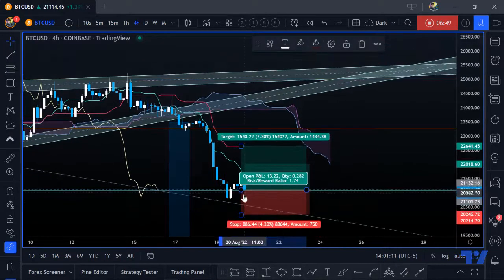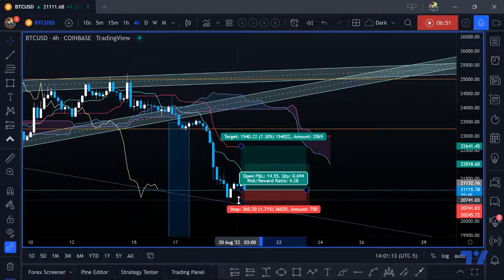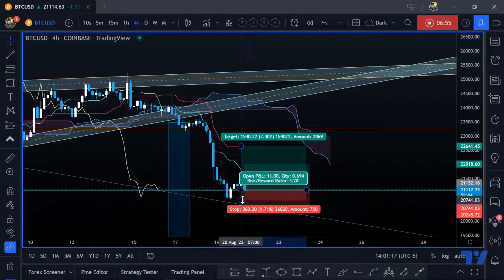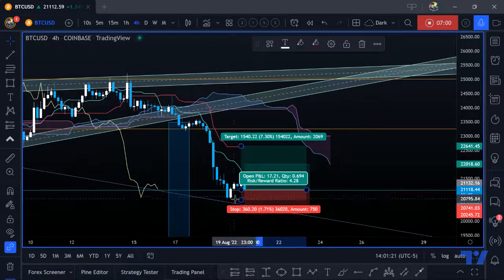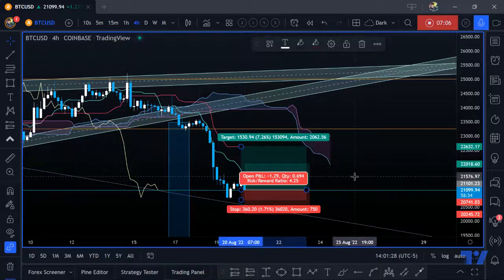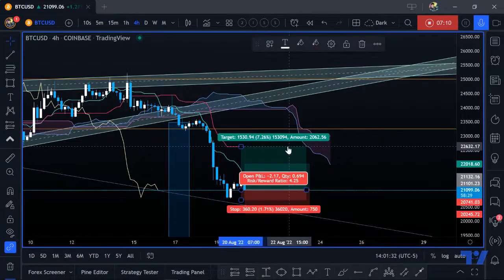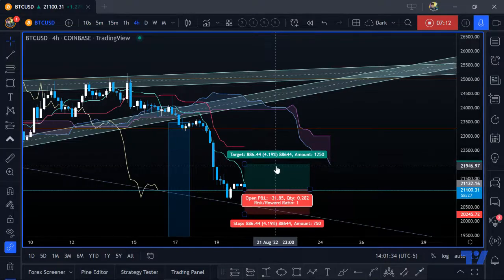So this could be a long trade. Stop loss below this lowest low, and target Kijun-sen in the 4-hour time frame. I'm not going to do this. I think it's risky, as this is a very strong trend.